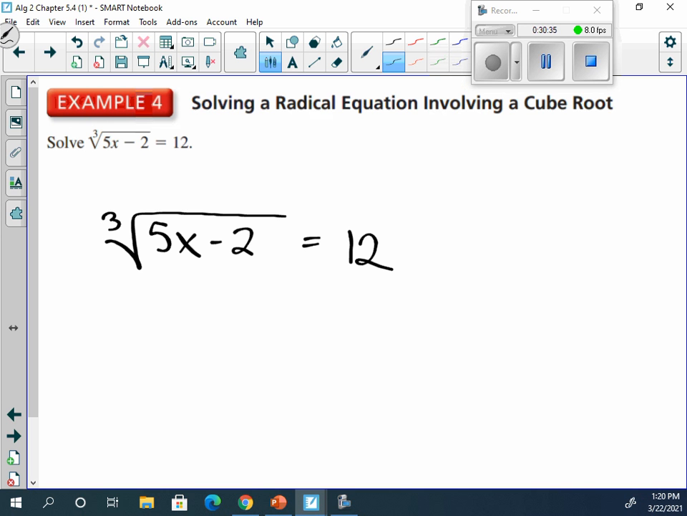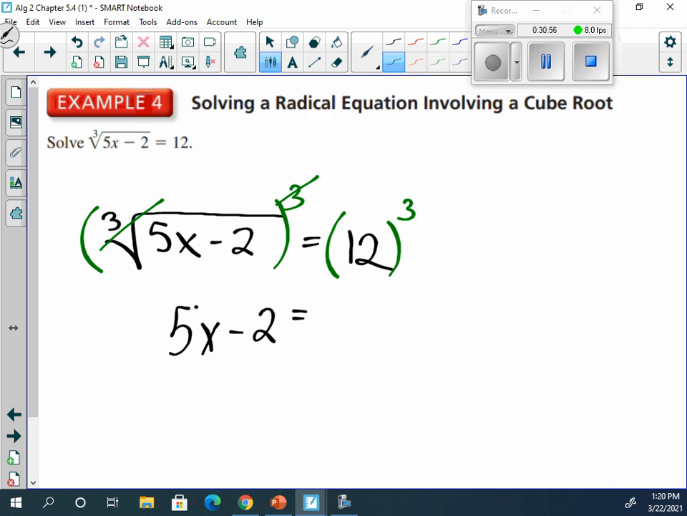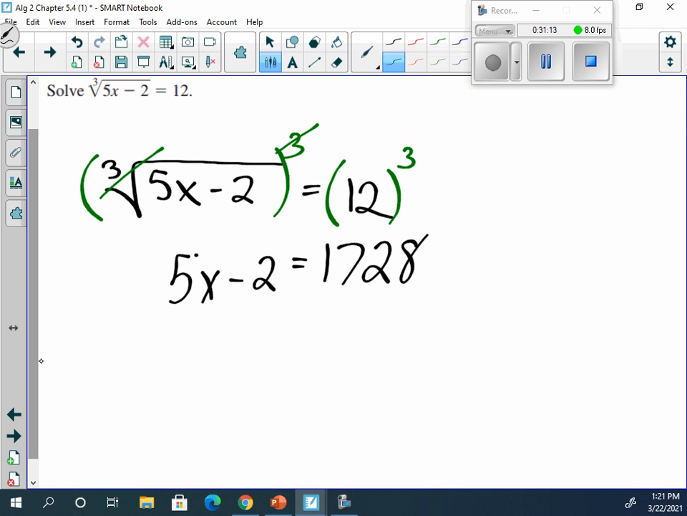Step 2 is to put both sides to the nth power, yes? So we wouldn't put both sides to the second power. We're going to put both sides to the third, because the cubed root and cubed will simplify, leaving us with 5x minus 2 is equal to... so now we're just cubing both sides. We have to cube 12, which gave us 1,728. And the cubed root of 5x minus 2 cubed is 5x minus 2.